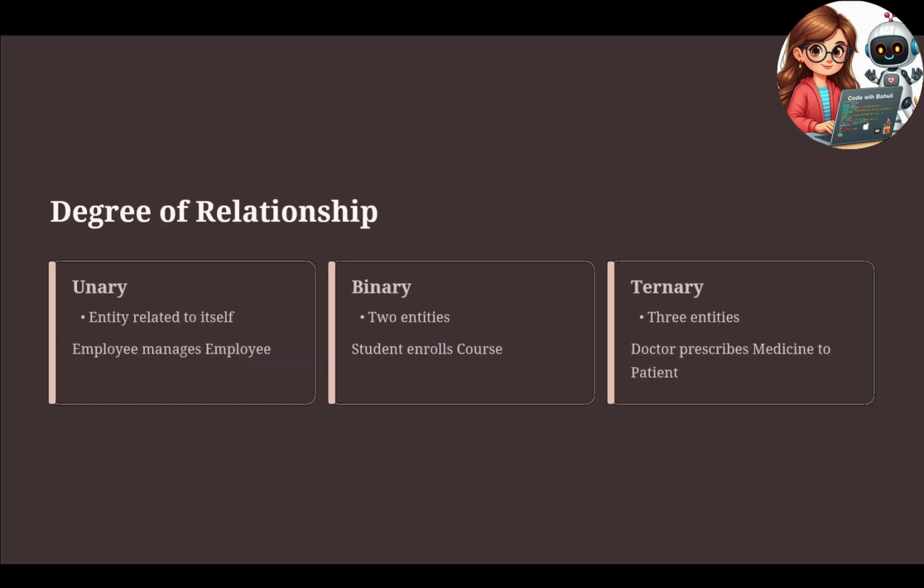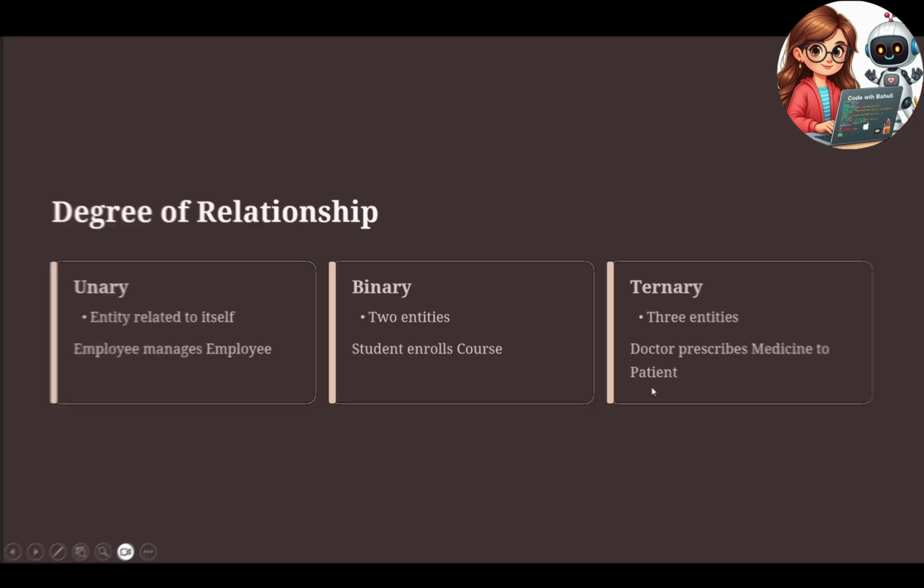Degree of relationships. There are three types: unary, binary, and ternary. Unary is an entity related to itself, so employee manages employee. So the degree is unary. Then binary is two entities, student and course. Two entities we can see here, so it directly becomes binary. Ternary is three entities, for example, a doctor prescribes medicines to a patient. So three entities are there: doctor, medicine and patient.